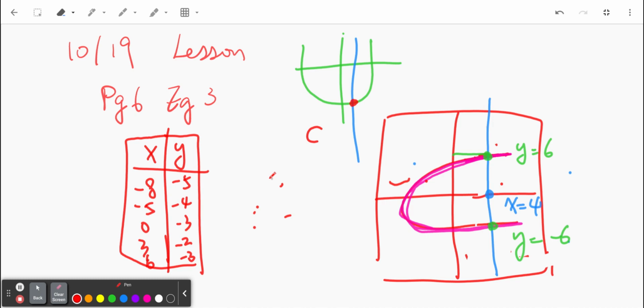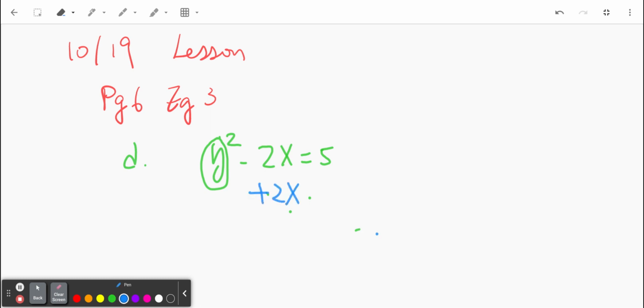So for the green one, okay, let's take a look at D: y squared minus 2x equals 5. We're looking for y, so basically you want to isolate the y. You add 2x on both sides, so y squared equals 5 plus 2x. Then you want to get rid of the square by taking the square root.